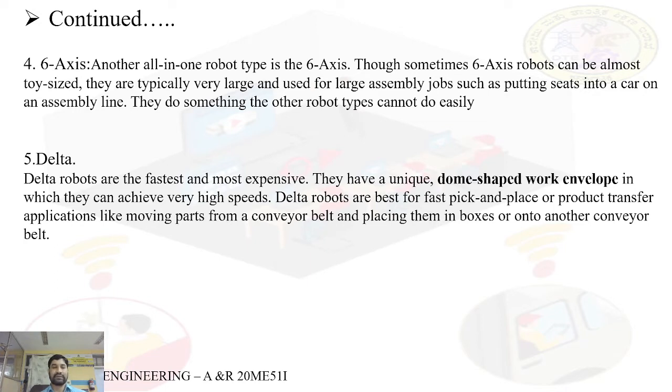They can achieve this dome-shaped workspace with very high speed. The Delta robots are best for fast pick and place, produce transfer applications, like moving parts from a conveyor belt and placing them in boxes or onto another conveyor belt.